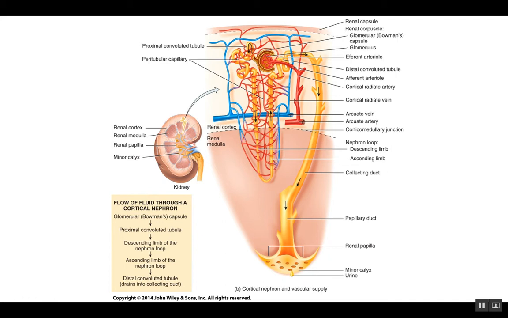Then, if you follow the collecting duct down, you'll notice that many collecting ducts will merge together into what's called a papillary duct. And that papillary duct, which is way down in the point of the pyramid, is where the urine drips out. And then there's going to be that minor calyx collecting those little drips of urine. So those are the most important parts of a nephron.